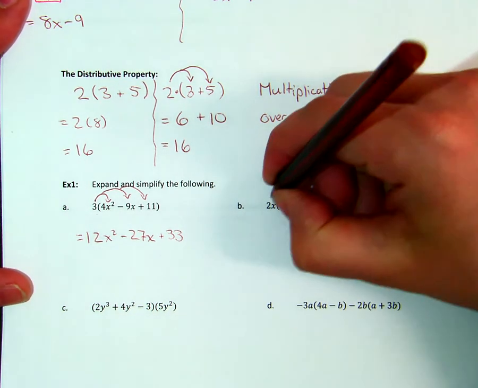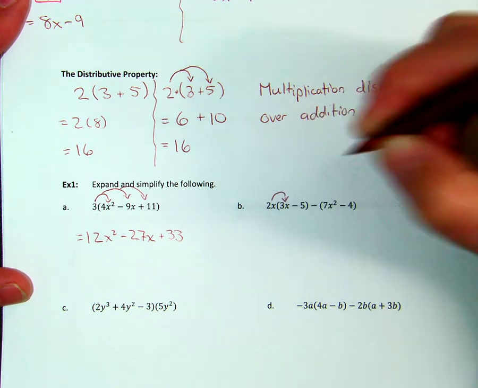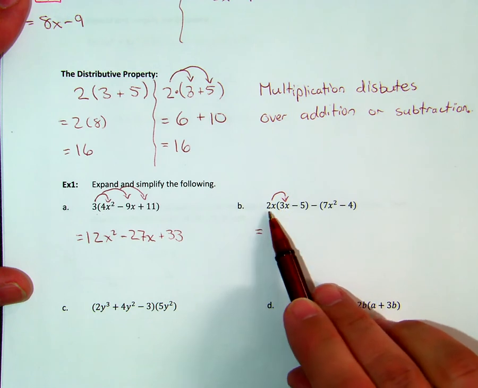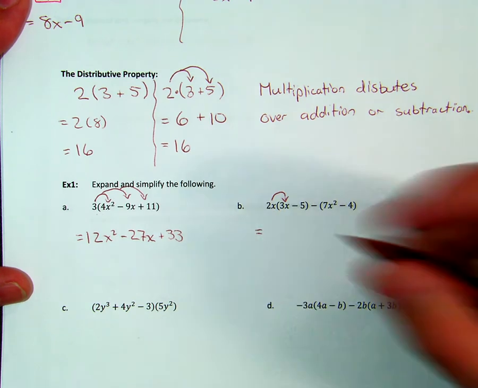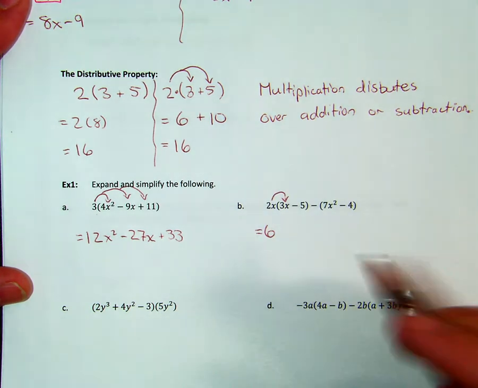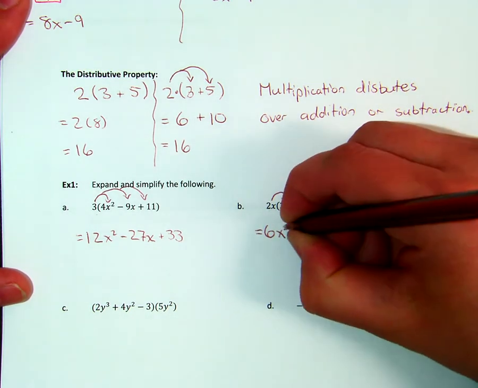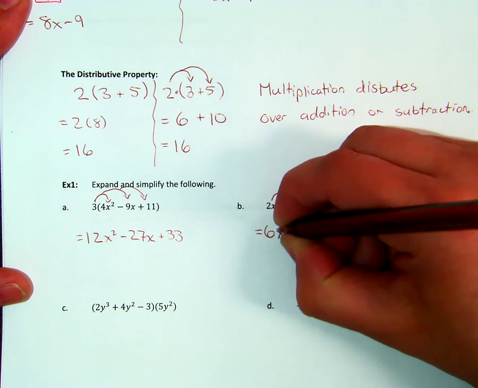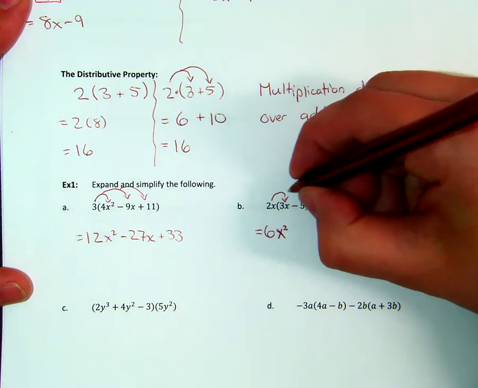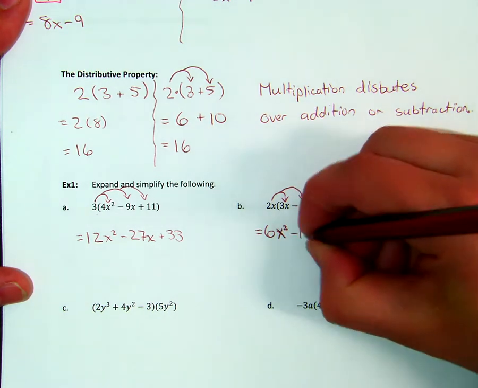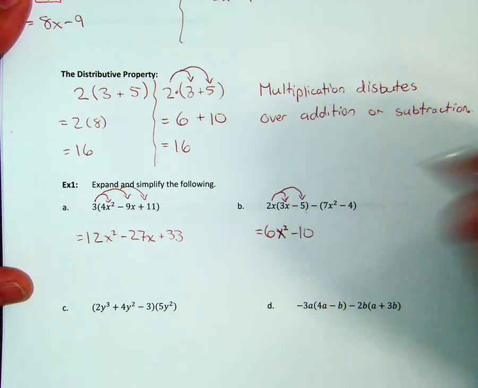For B, I'm going to multiply 2x times 3x. So 2x times 3x. What I do is I multiply number times number, coefficient times coefficient. So 2 times 3 is 6. So I have 6. And then x times x is x squared. How do I know that's x squared? I will come back to that. 2x times negative 5. So 2 times negative 5 is negative 10. And then x times, there's no x's in the 5, so it would just be x.